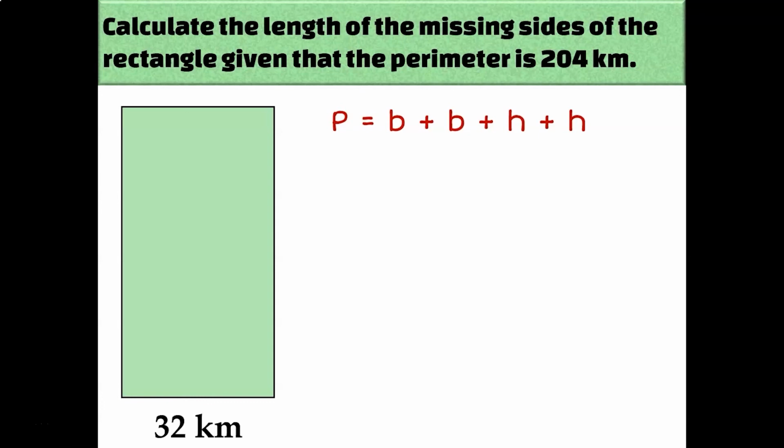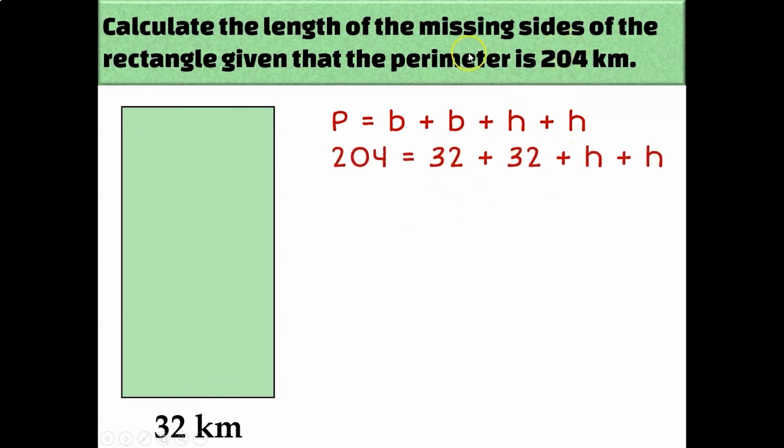Well, again, let's just fill in what we know. The perimeter is 204, so I can put 204 into P. And if I call 32 my base, well, wouldn't this side over here be 32 as well, right? We learned that about rectangles, that their opposite sides are equal. So I can fill in 32 for B and 32 for the other B. The only thing I don't know is my h's.